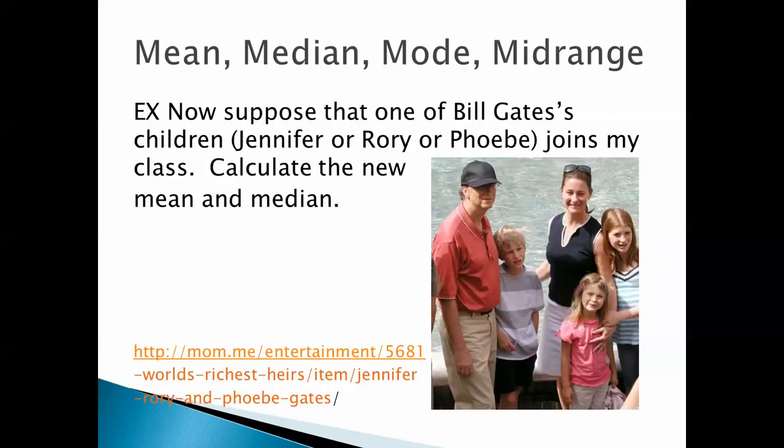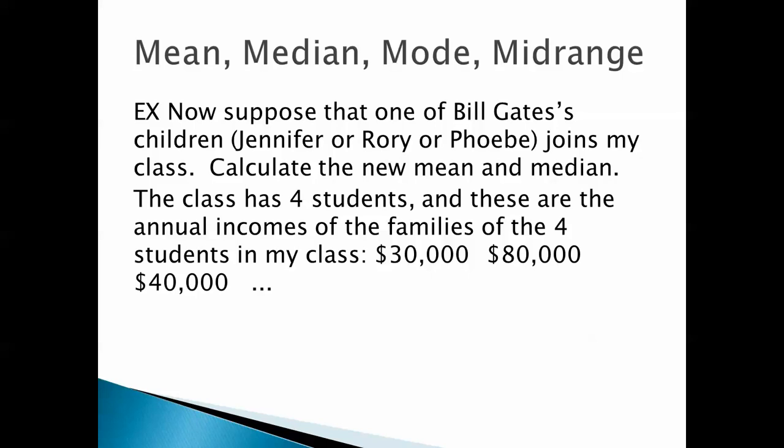Now suppose that one of Bill Gates' children, either Jennifer or Rory or Phoebe, here he is with his wife Melinda and their 3 kids, suppose that one of his kids joins my class. Calculate the new mean and median family income in my class. Okay, the class is 4 students, and these are the annual incomes of the families of the 4 students in my class. We have the $30,000 income, the $80,000 income, and the $40,000 income from before. Care to guess what Bill Gates' annual income is? $9 billion. That's basically how much his net wealth increased last year.